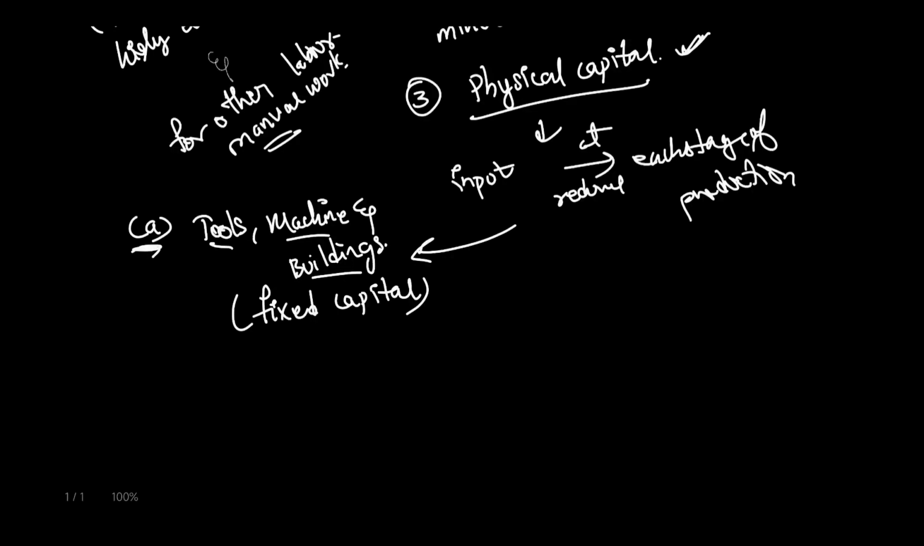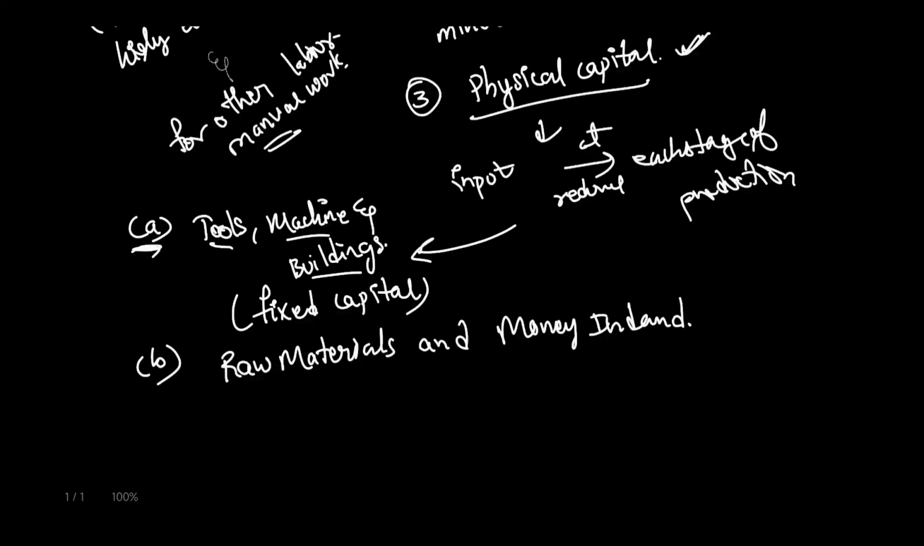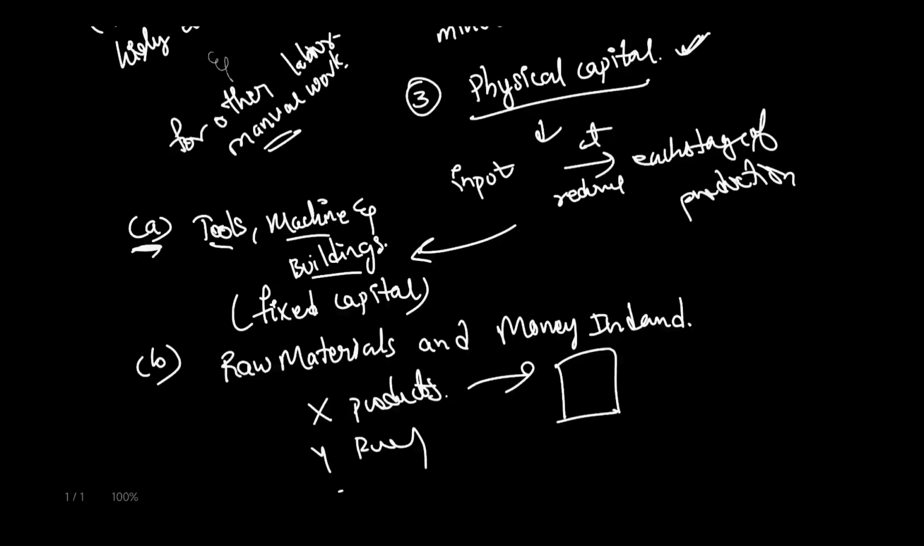this is subpart A, and we come to the subpart B. We have raw materials and money in hand. So unlike tools, machines and buildings, these do not come under fixed capital because these are used up in production. When we produce something, just in case we are producing a batch of products, take the products are X products. Okay. When it comes to tools, machines and buildings, you can reuse them to produce similar batch of products like Y products or Z products.